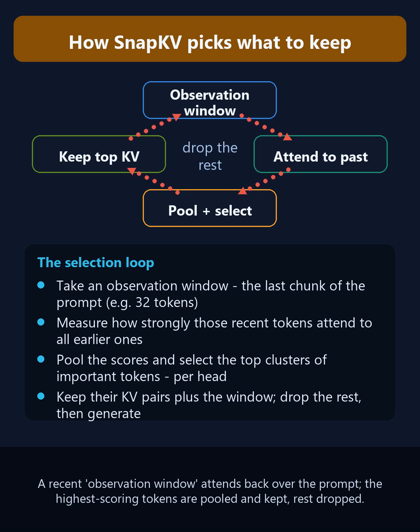So how does it know what to keep? SnapKV looks at an observation window, the last chunk of the prompt, say the final 32 tokens. It measures how strongly those recent tokens attend to all the earlier ones, and those attention scores reveal the important tokens. SnapKV pools and selects the top clusters per head, keeps their key value pairs plus the window itself, and drops everything else. Then generation runs on the small, compressed cache.